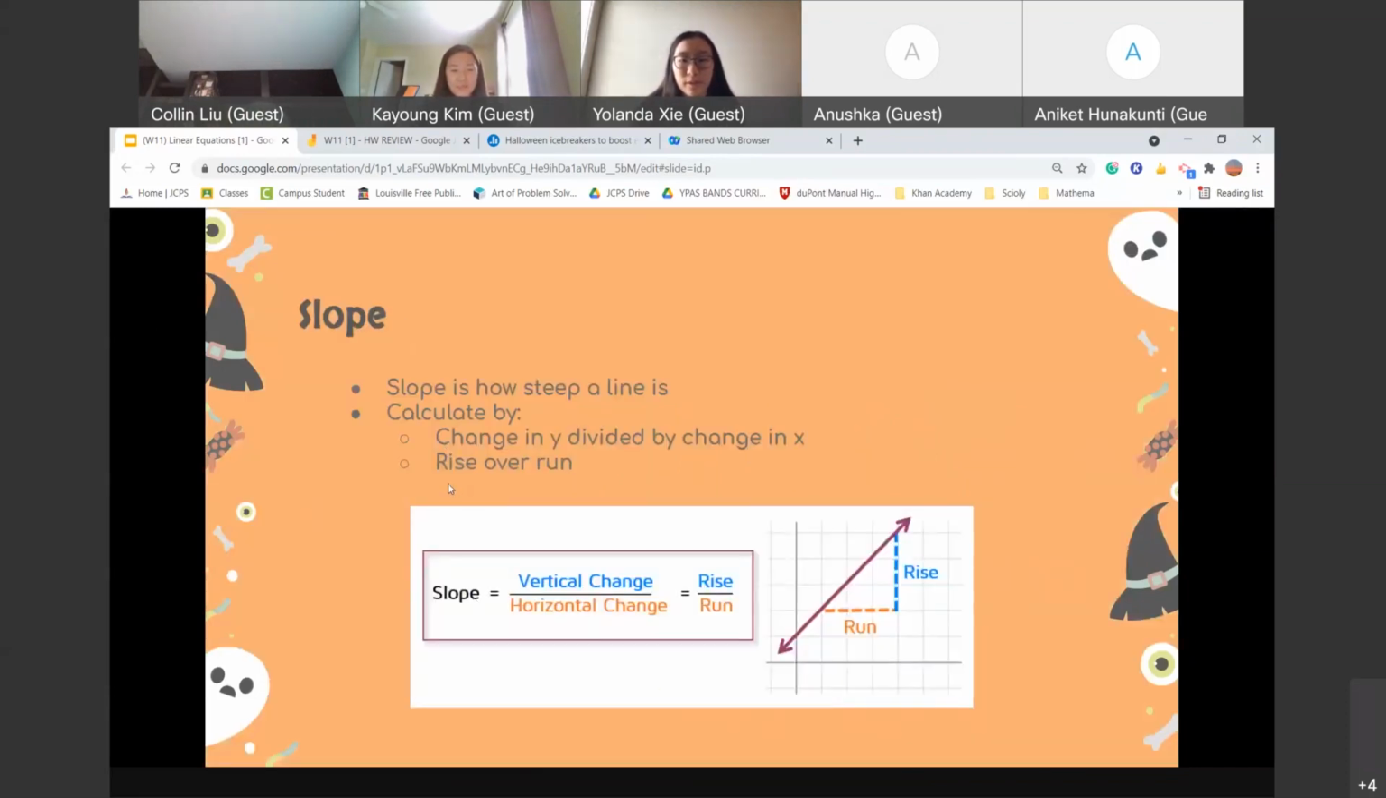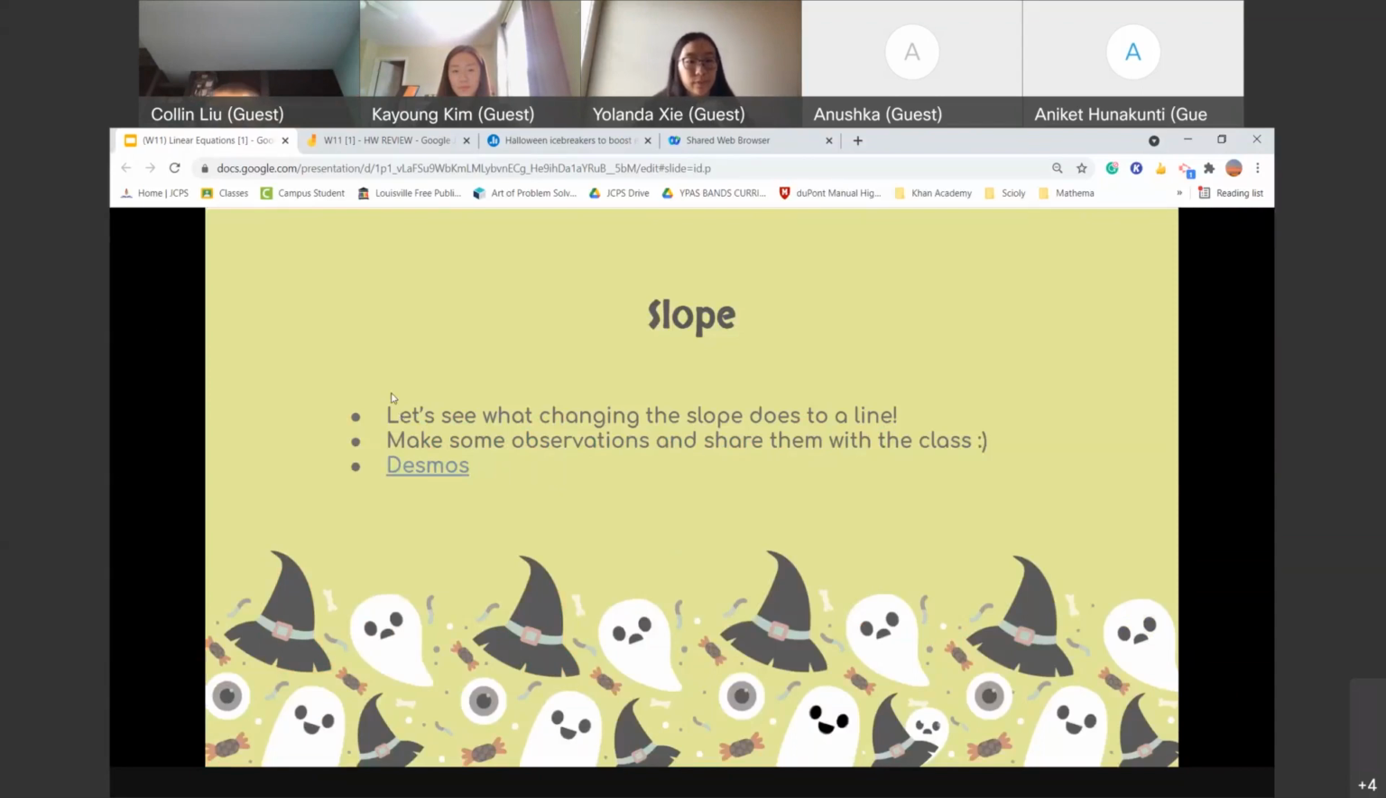Now we're going to talk about slope. Slope basically just means how steep a line is, and it's calculated by doing the change in y divided by the change in x. You can also call this rise over run, since y is up or down, and x is left or right. So just remember, slope is vertical change over horizontal change. We're going to take a look at what changing the slope of a line does to how it looks.